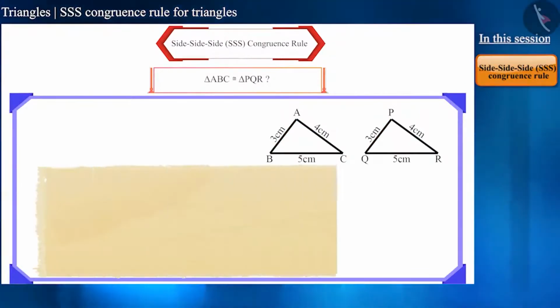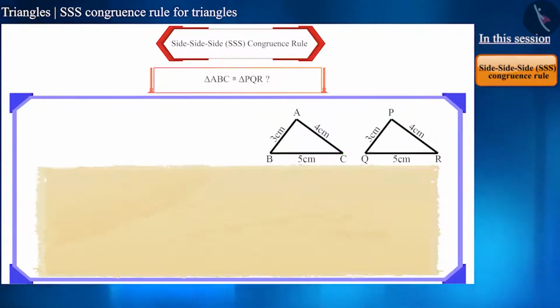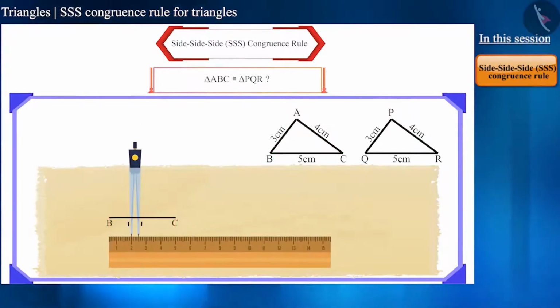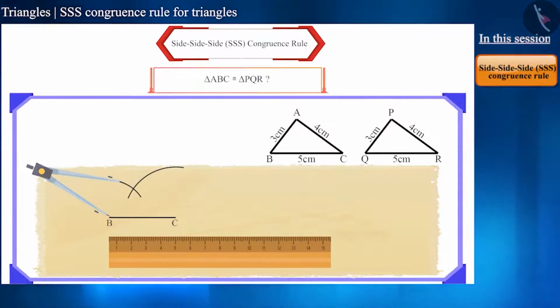Friends, let us take a paper and by using the given length of the sides, let's construct a triangle. Here, in triangle ABC, let's consider BC as the base and draw a line of length 5 cm. Now, take the measurement of AC in a compass, which is 4 cm. Place it on point C and draw an arc. Now, take a measurement of 3 cm in a compass, place it on point B and draw another arc. The intersection point of these two is point A.